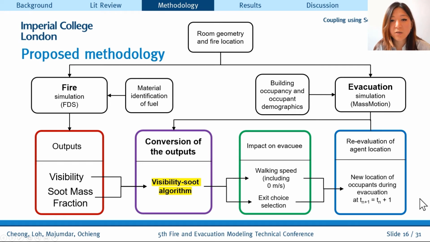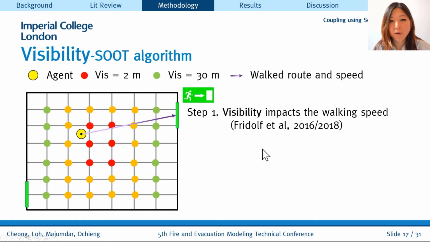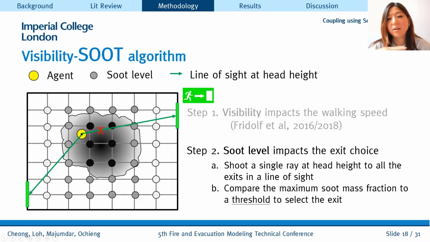The visibility-soot algorithm essentially consists of 2 steps. The walking speed is impacted by the local visibility as per literature, particularly the relationship formed by Friedhoff et al. This, however, does not impact the direction of the agent movement. The second step is considering the soot levels along the line of sight. A single ray is cast onto all the exits from the agent's location at head height. Then the maximum soot yield is recorded and compared to a threshold to select the exit.